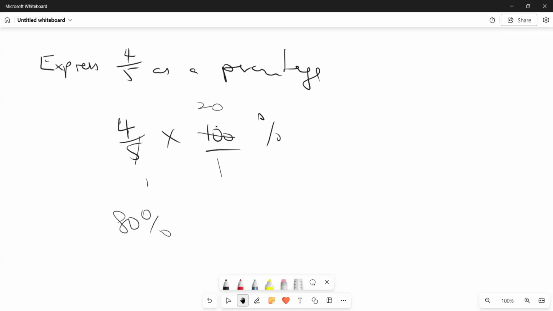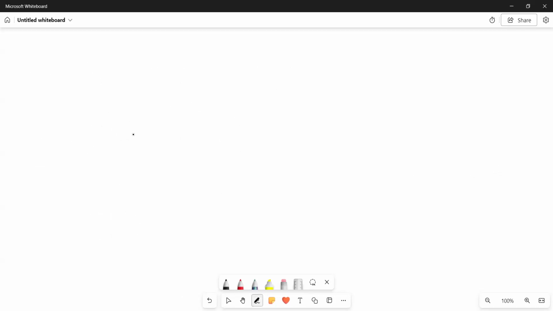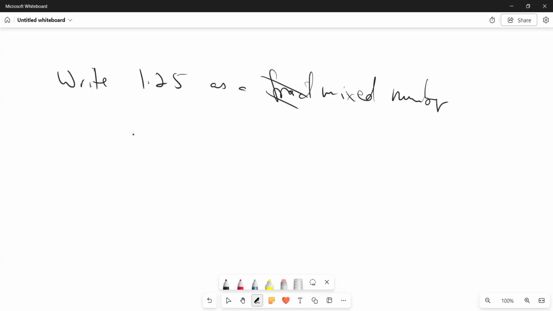So we talked about how we can take a fraction and make it into a decimal. We talked about taking a fraction and writing it as a percentage. We can have the reverse as well, right? We can have, okay, write, let's go with a simple one, 1.25 as a mixed number, right?